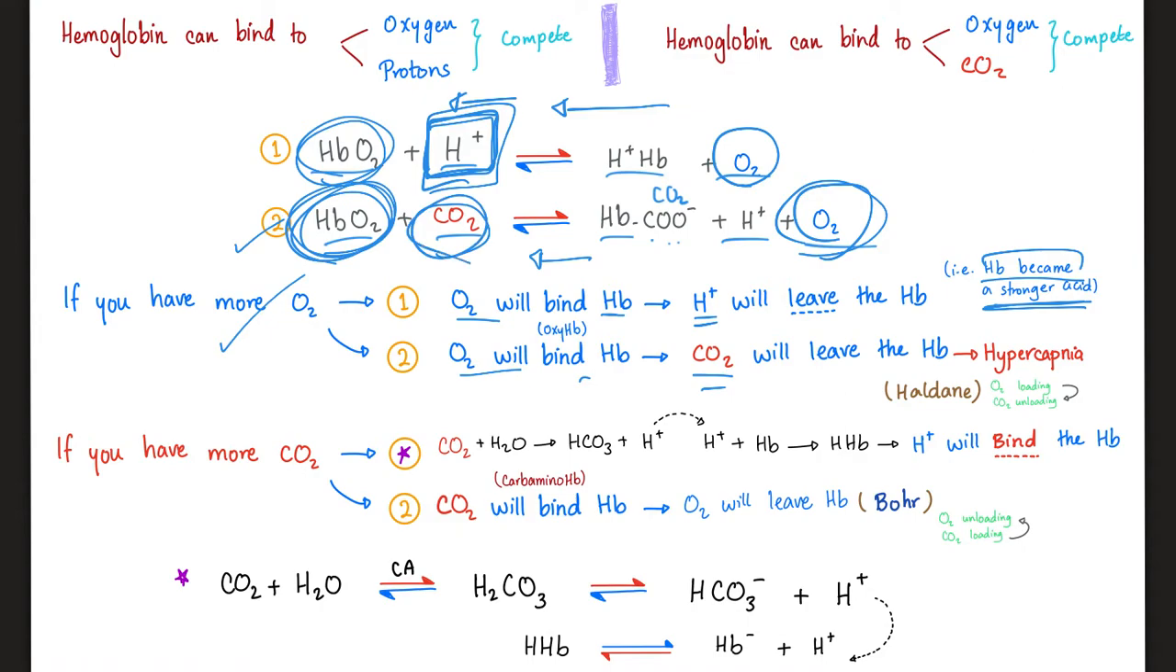CO2 will leave the hemoglobin. CO2 is now free to go to the blood. We have kicked it out of the hemoglobin. Go to hell CO2. This will lead to hypercapnia. This is the Haldane effect.